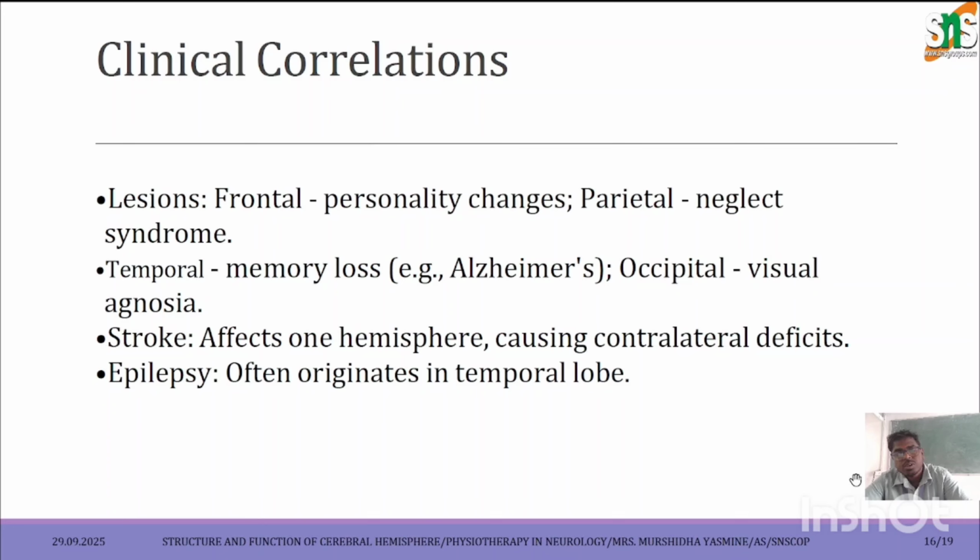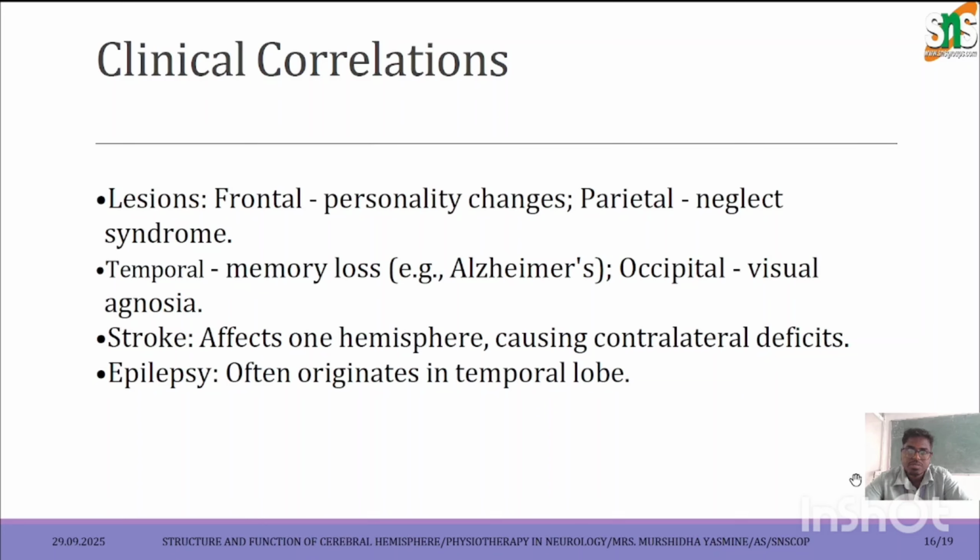Clinical correlations. The main clinical correlations in the hemispheres are the lesions. Lesions at the frontal lobe affect personality changes, whereas lesions at the parietal lobe lead to neglect syndrome. If lesions are present at the temporal region, they cause memory loss, for example, Alzheimer's disease. If lesions are present in the occipital lobe, they may lead to visual agnosia.